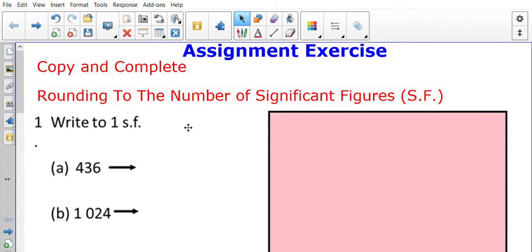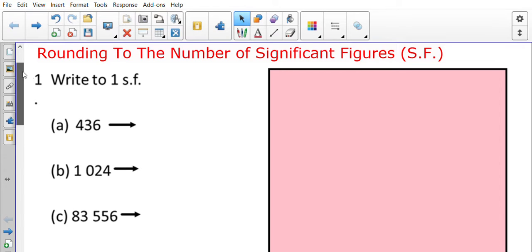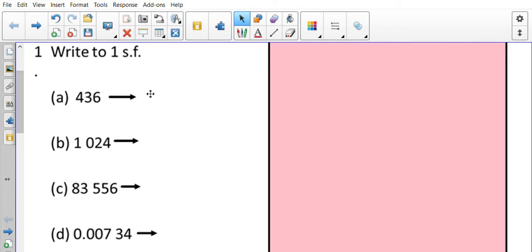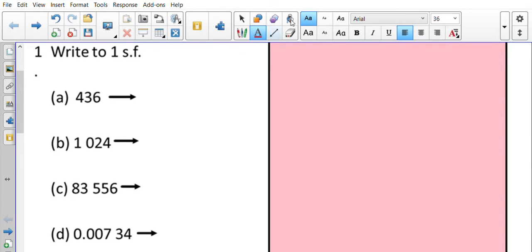So I'm going to go over the assignment exercise on how to round to a specific number of significant figures. This is the assignment that you did the other week, and question 1 was all about rounding to one significant figure. So looking at question 1A, you were to round 436 to one significant figure.